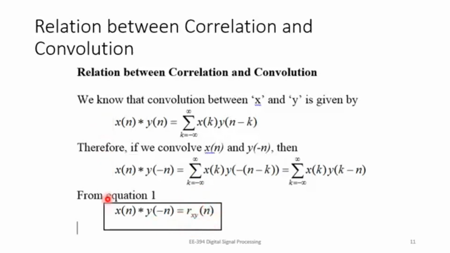And the simple mathematical proof is defined in these two steps, where we have convolved x of n with y of minus n, and the simplification provides us back the correlation formula. So this shows that the convolution between a signal x of n and another signal y of minus n gives us the correlation.